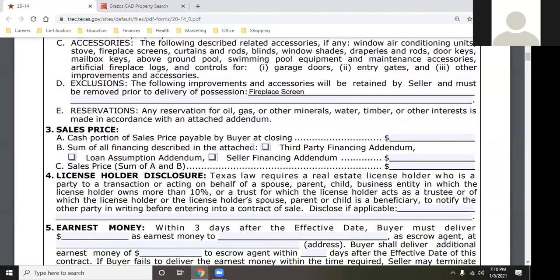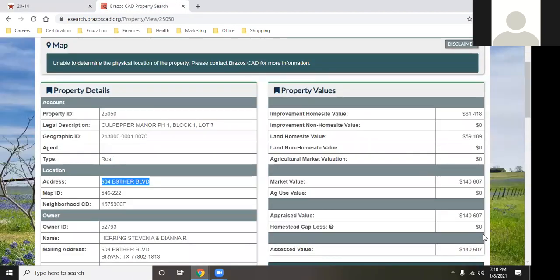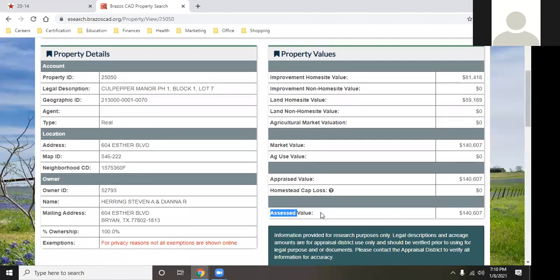So now, in this situation, we're going to calculate paragraph 3. Okay. Now, Mr. Grossman is noticing on here that the assessed value for this property is $140,607. Okay. Now, this is a hypothetical. Y'all listen for a minute because it's very key here.